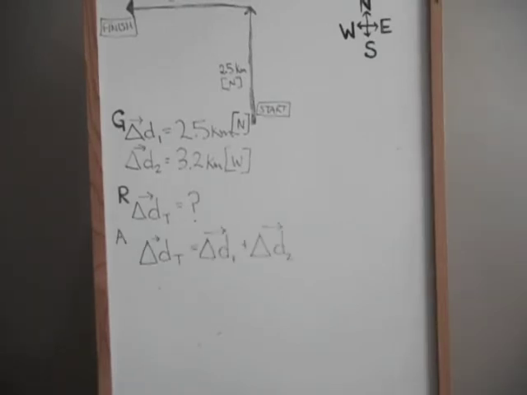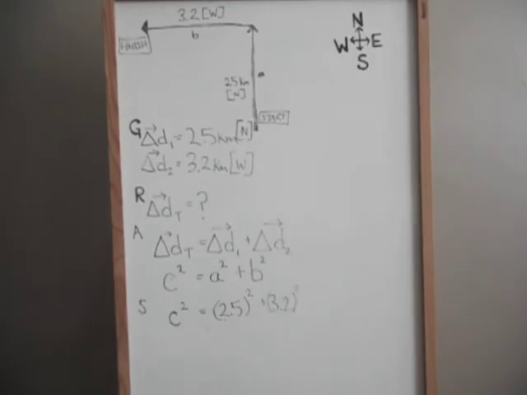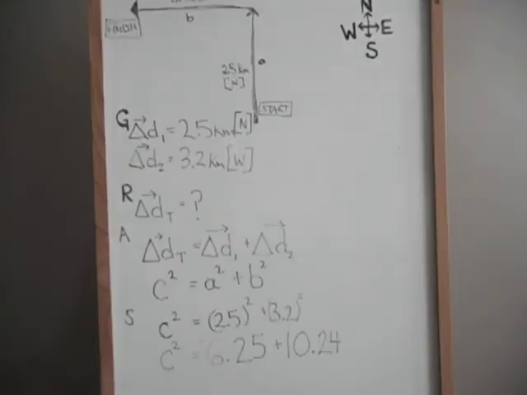Our analysis for this question is that the total displacement would be equivalent to distance 1 plus distance 2. Now, since this is a right angle triangle, and we're using vectors which have direction, we must substitute delta dt, delta d1, and delta d2 into the Pythagorean theorem. Using the Pythagorean theorem, we will let delta dt equal c, delta d1 equal a, and delta d2 equal b. When we sub in these values, we find that c squared equals 2.5 squared, or delta d1 squared, plus 3.2 squared, or delta d2 squared. After squaring those values, we find that a squared equals 6.25, and b squared equals 10.24.